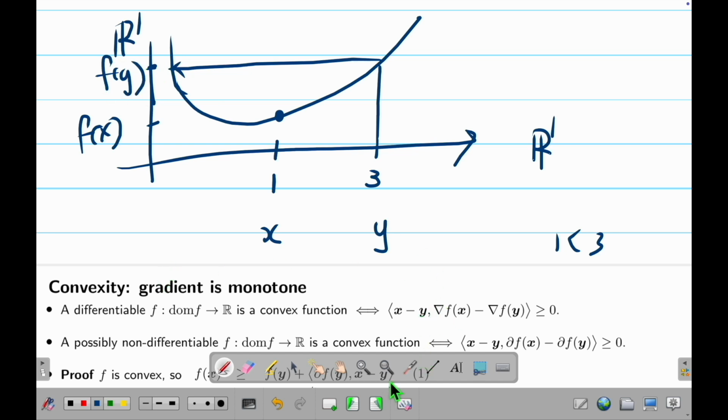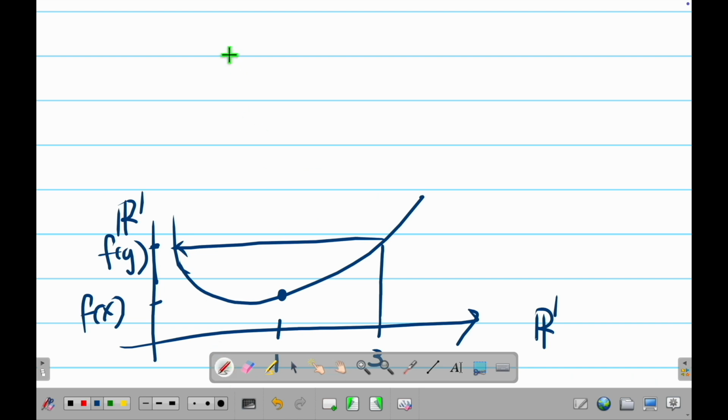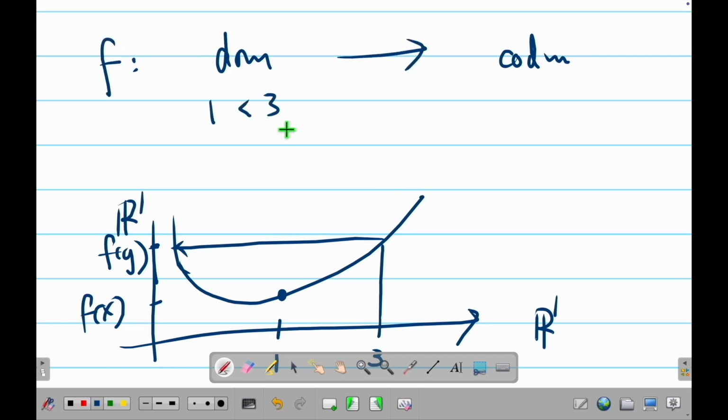This means what? This means if 1 is smaller than 3, then f of 1 is also smaller than f of 3. So that's the idea. This is saying that if I have something in the domain, this is the codomain. f is from the domain to the codomain, right? If I have 1 smaller than 3, then f of this 1 is also smaller than f of 3. It keeps it.